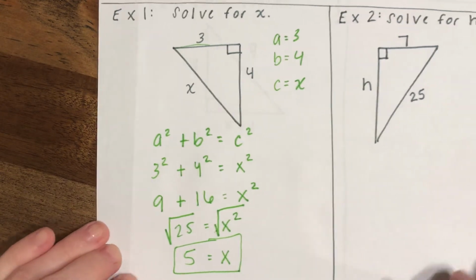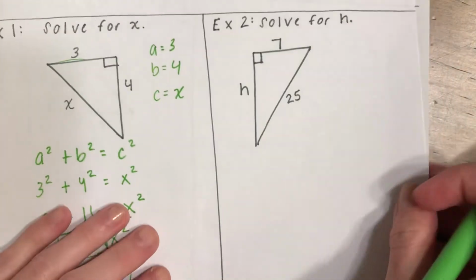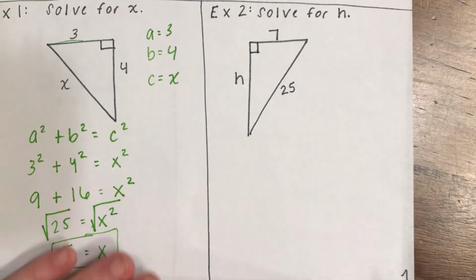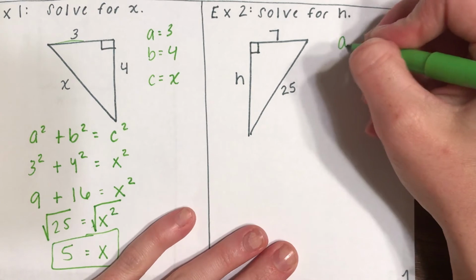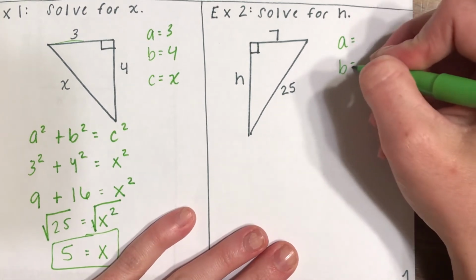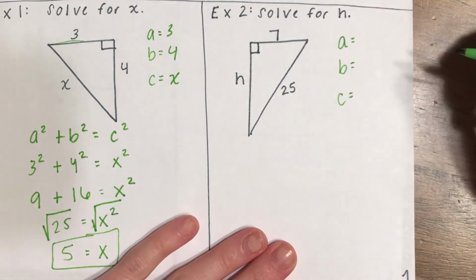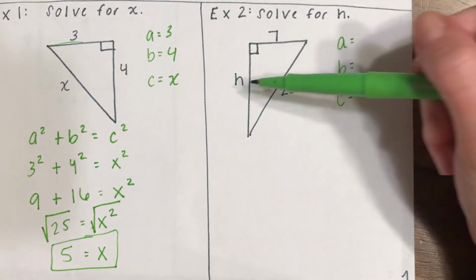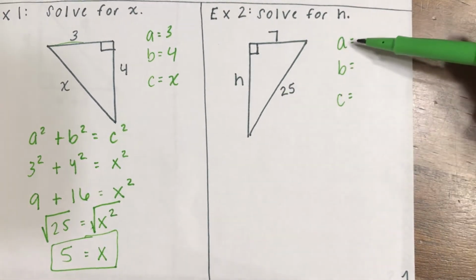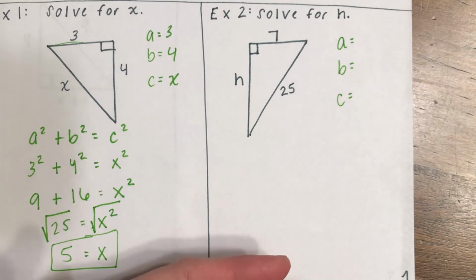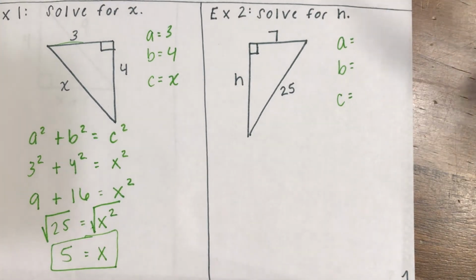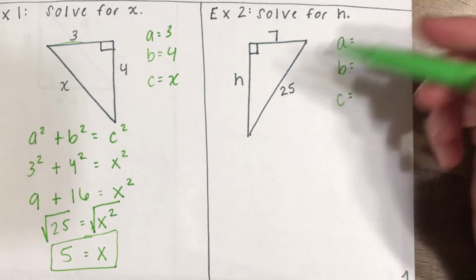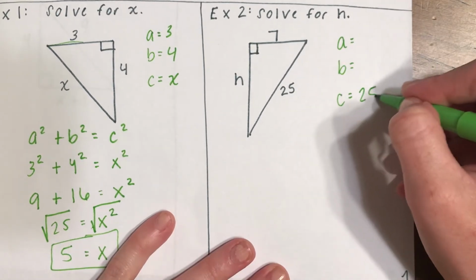All right, moving on to example 2. Okay, so same thing. We're going to write down A equals, B equals, C equals. Okay, so here I can see in my triangle I'm missing a leg. So I'm either solving for A or B. Doesn't really matter which one we say is which. The only letter that matters here is the hypotenuse. 25 has to be C.